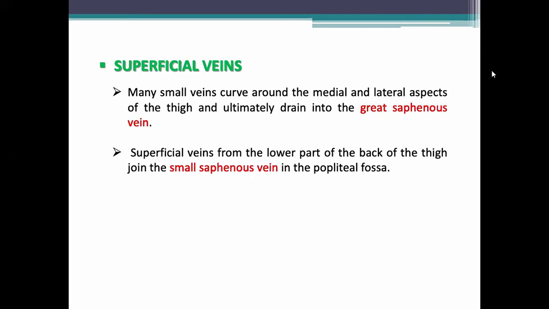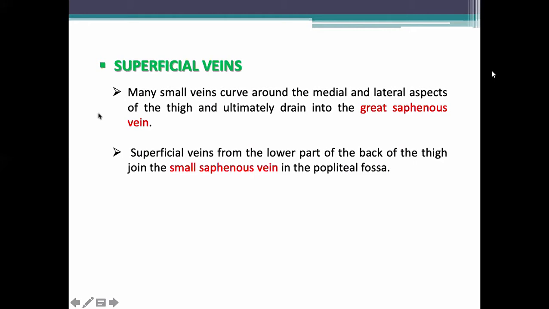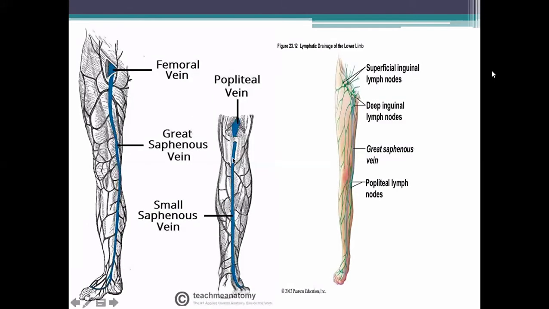For the superficial veins, many small veins curve around the medial and lateral aspects of the thigh and ultimately drain into the greater saphenous vein. The greater saphenous vein drains into the femoral vein. The superficial veins from the lower part of the back of the thigh join the small saphenous vein in the popliteal fossa. The small saphenous vein drains into the popliteal vein.